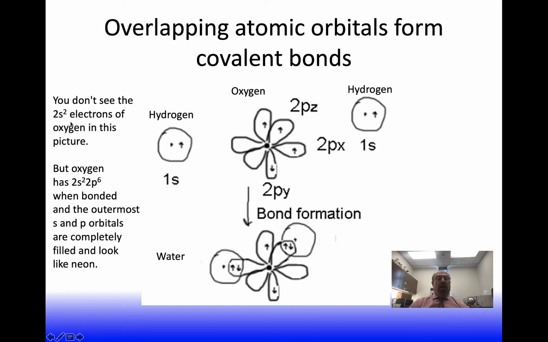So, like I said, we don't see the 2s2 electrons of oxygen in this picture, but when we're all done and this forms water, our oxygen has a 2s2, 2p6 electron arrangement. That is a noble gas arrangement. Hydrogen now has a 1s2 arrangement. That's like helium, a noble gas arrangement. So that's the most stable way that these things can be constructed.